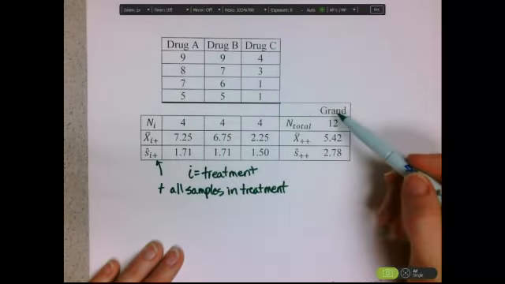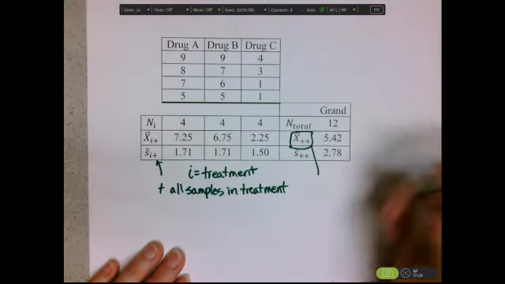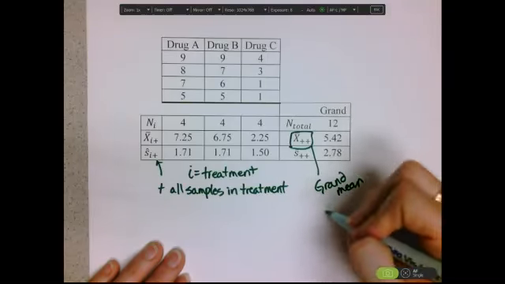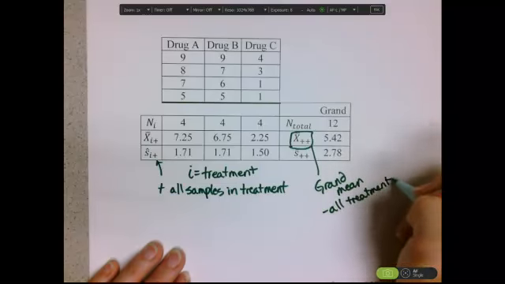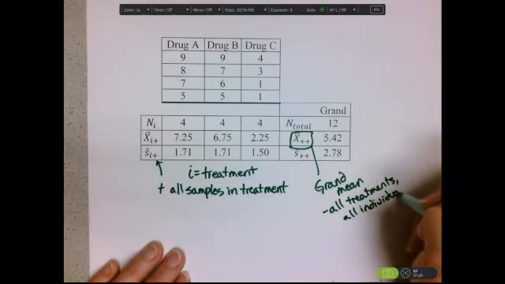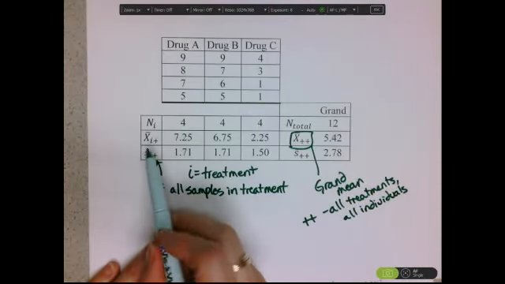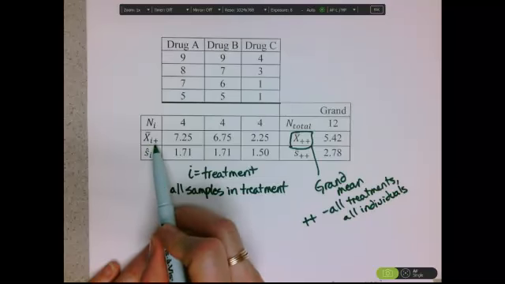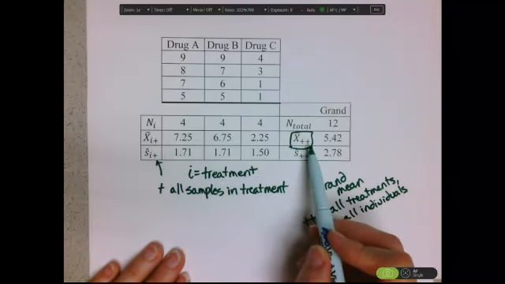When we look at the grand mean, this is the grand mean. And the grand mean is calculated based on all treatments and all individuals within those treatments. So that's why it's based on a plus plus. So when we think of it this way, our treatment is i, and then the plus means all individuals in that treatment. This is all treatments and all individuals within those treatments.